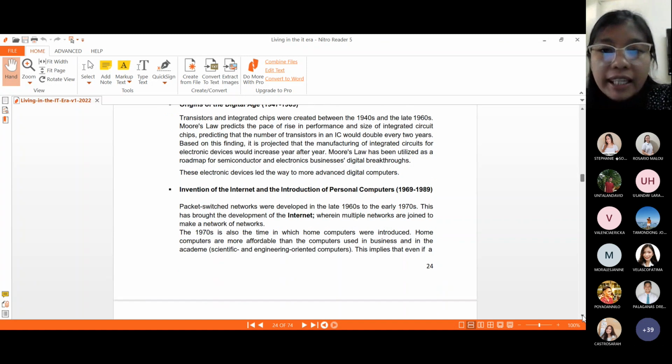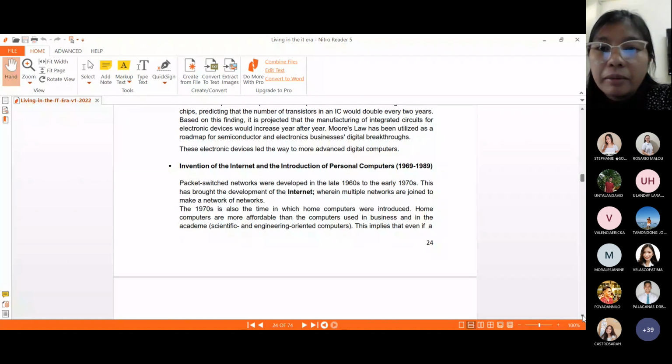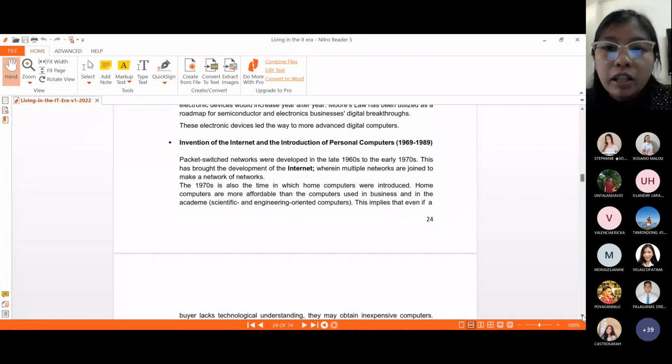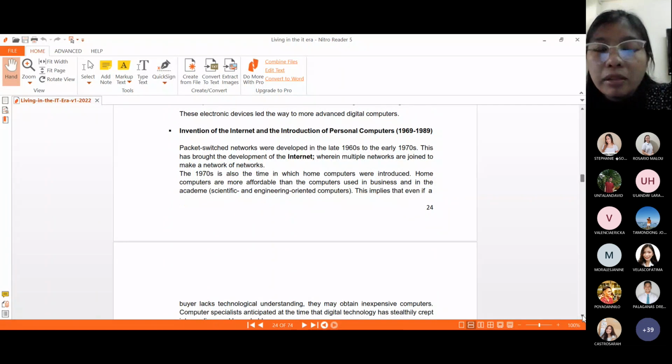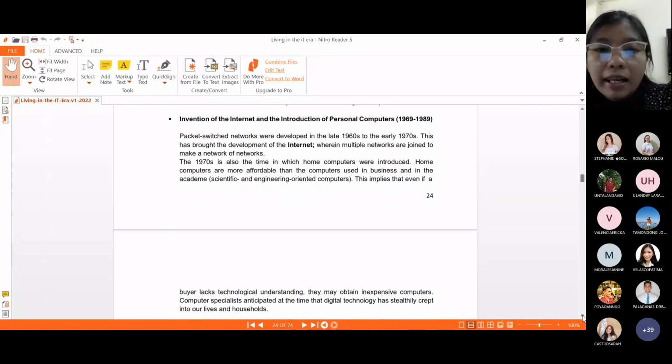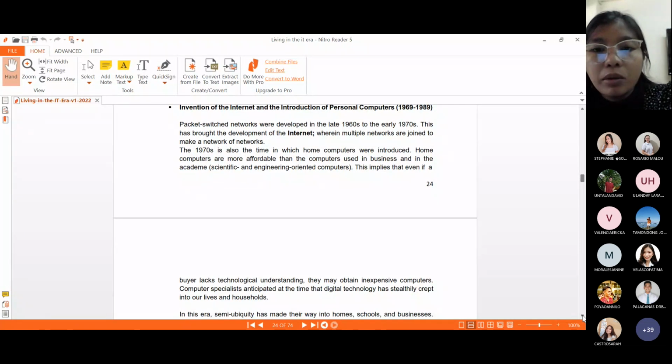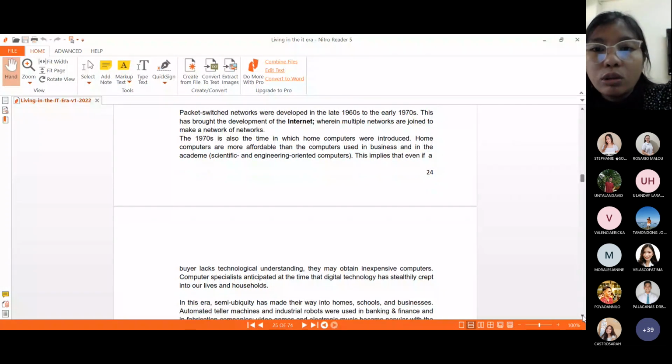Okay, invention of the internet and the introduction of personal computers from 1969 to 1989. Ayan na, later quarter of 19th century. So packet switch networks were developed in the 1960s to the early 1970s. This has brought the development of the internet o yung kauna-unahan yung ARPANET natin from the United States of America, wherein multiple networks are joined to make a network of networks. So the 1970s is also the time in which home computers were introduced.